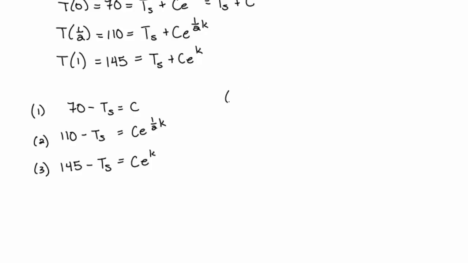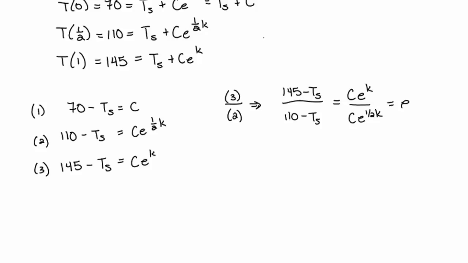So I'm going to take equation 3, and I'm going to divide it by equation 2. If I do that, the left-hand side of the equation would be 145 minus t sub s over 110 minus t sub s. And that is equal to, again, taking equation 3, you'd have c e to the k divided by c e to the 1/2 k. The c's cancel beautifully, and you just have an e to the 1/2 k.